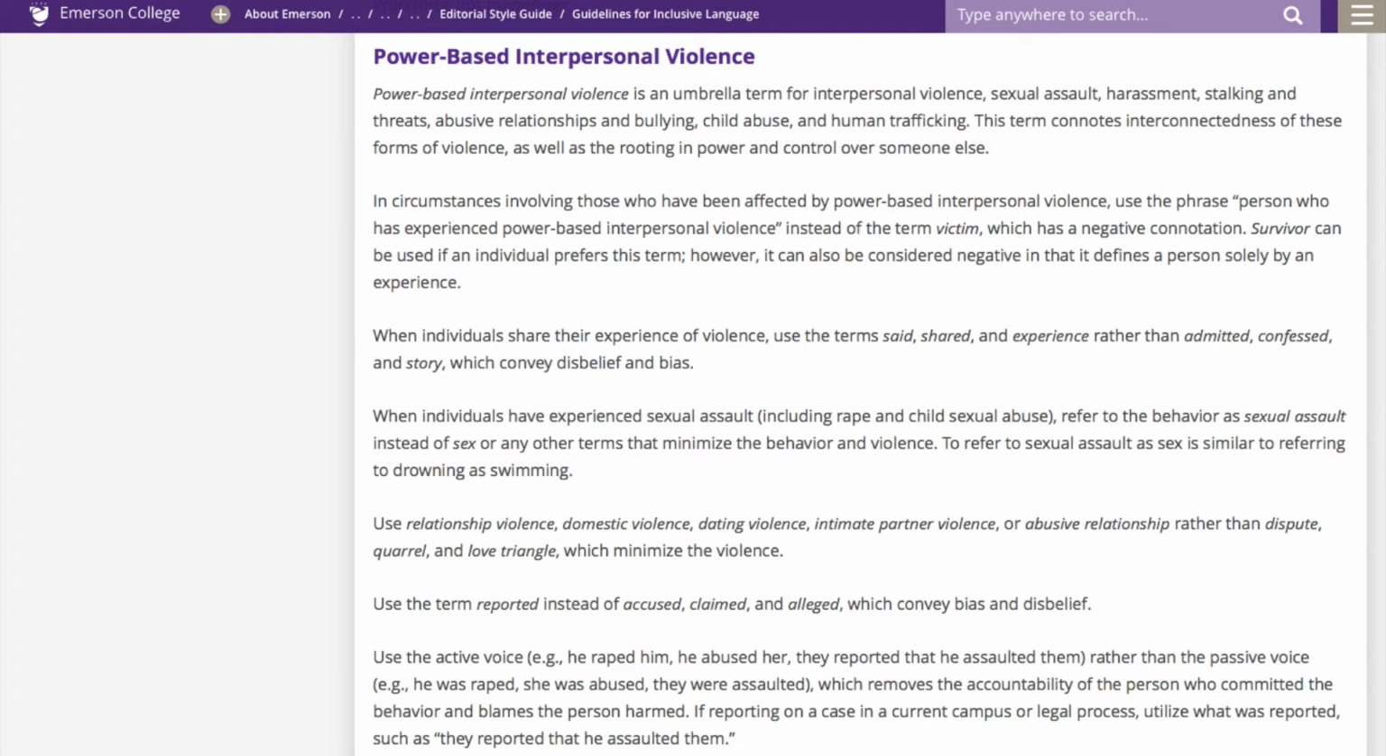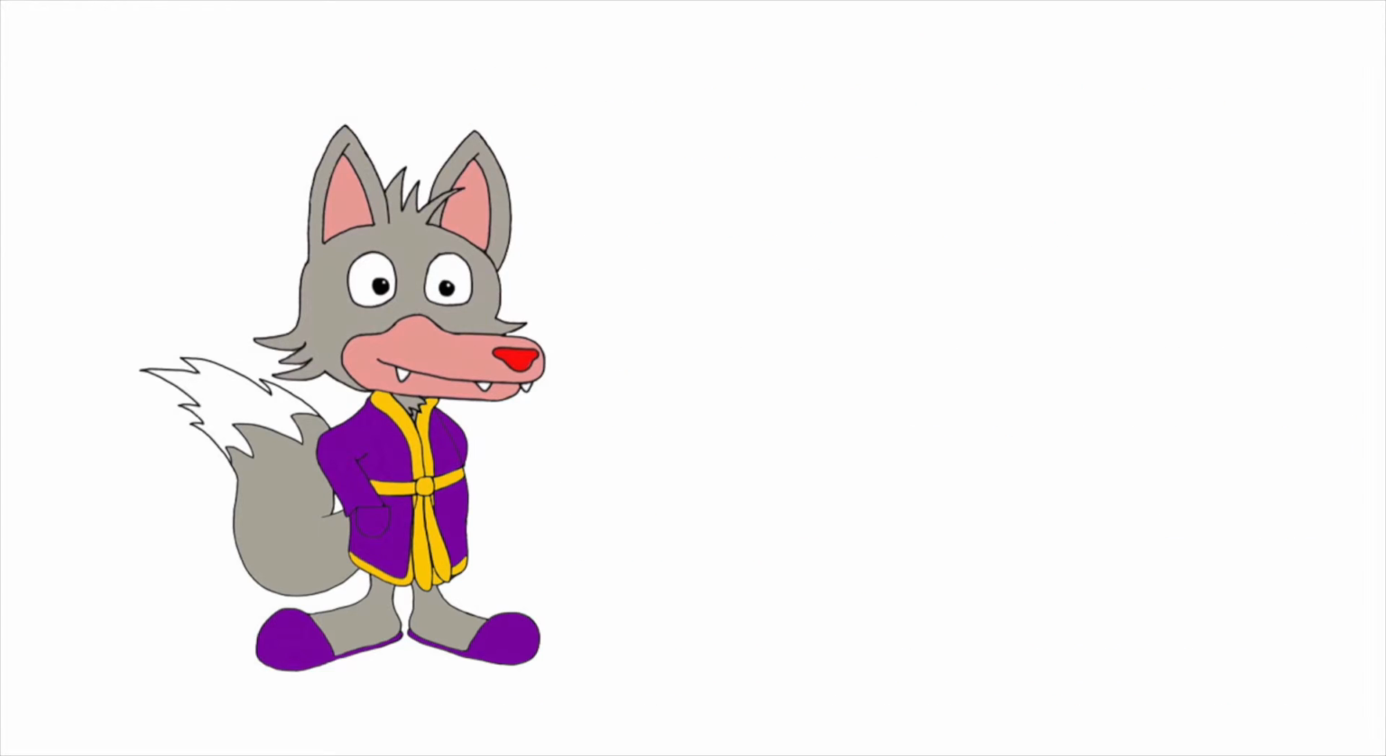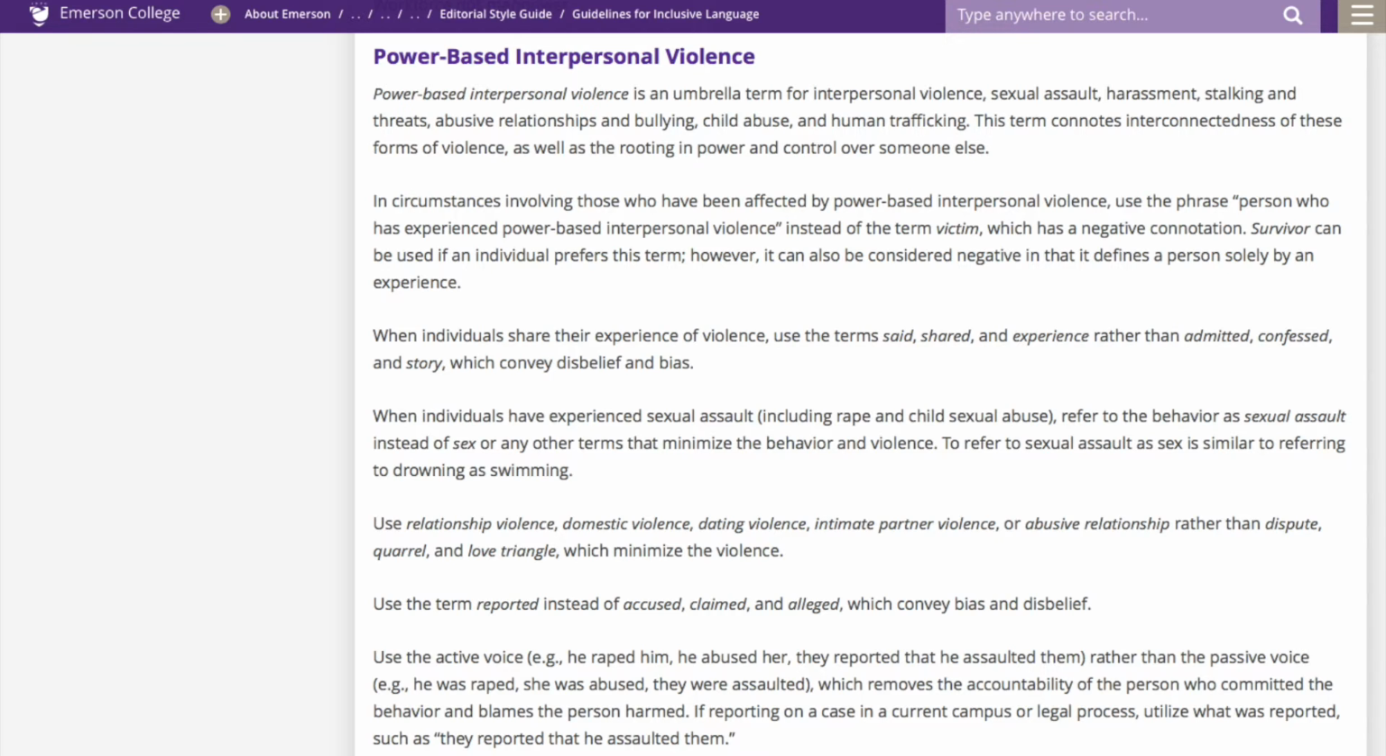In circumstances involving those who have been affected by power-based interpersonal violence, use the phrase, person who has experienced power-based interpersonal violence. No shit. Instead of the term victim, which has negative connotations. Cunt, being raped does make you a victim, and it sure as shit does have negative connotations, as it should. Jesus. Survivor can also be used if an individual prefers this term.